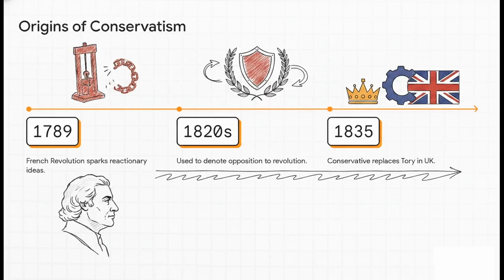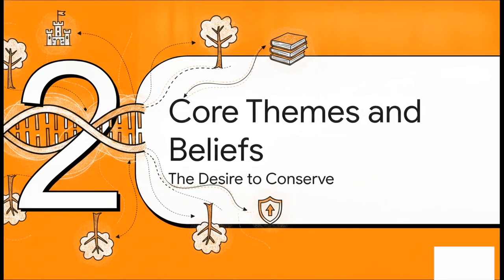By the 1820s, the actual term was being explicitly used to denote opposition to that whole revolutionary spirit. And then, by 1835, conservative officially replaced Tory as a major UK party name. So at its genesis, it's really an ideology rooted in the desire to conserve stability when faced with sweeping, unpredictable change.